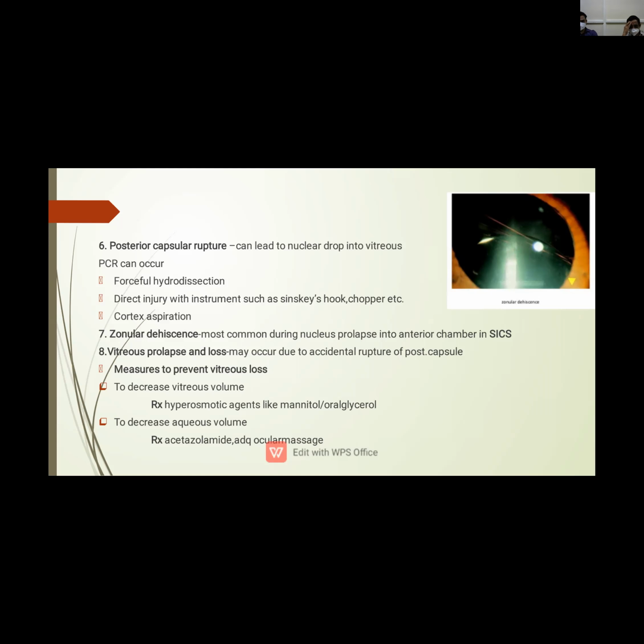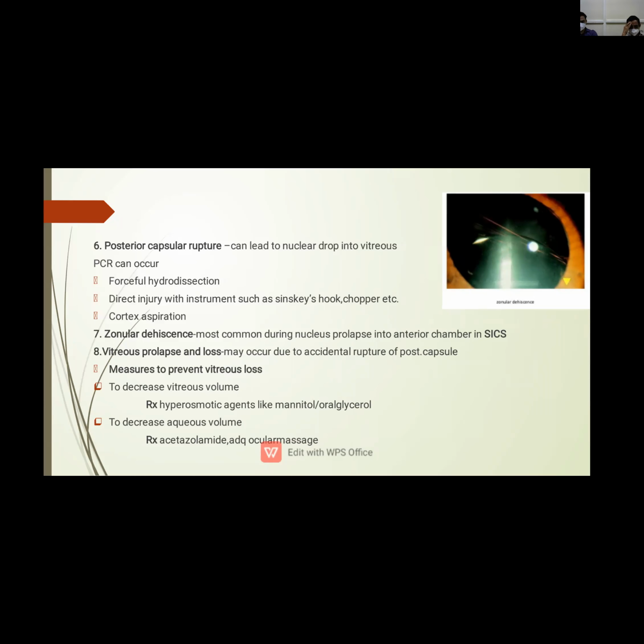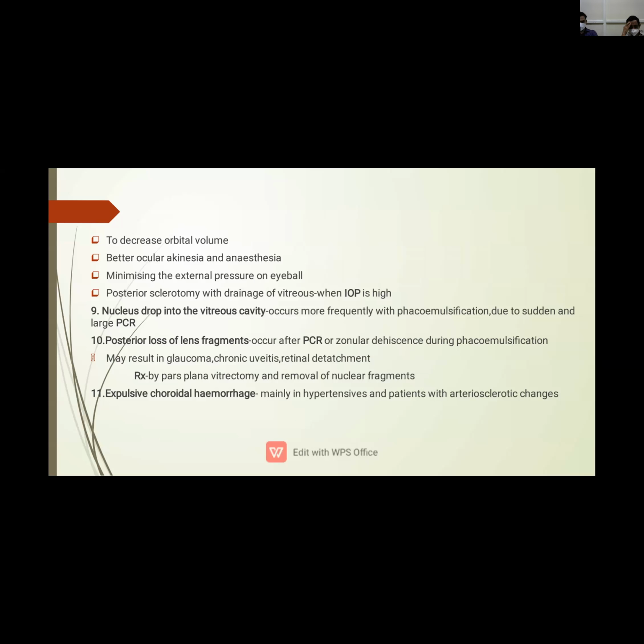Measures to prevent vitreous loss. First, decrease vitreous volume. Vitreous volume can be decreased by using hyperosmotic agents like 20% mannitol or oral glycerol. To decrease aqueous volume, we will use acetazolamide and adequate ocular massage. To decrease orbital volume, adequate ocular massage and orbital compression are used. Better ocular akinesia and anesthesia decrease the pressure from muscles of the eyeball, minimizing the external pressure on the eyeball. Posterior sclerotomy with drainage of vitreous is done when intraocular pressure is high.